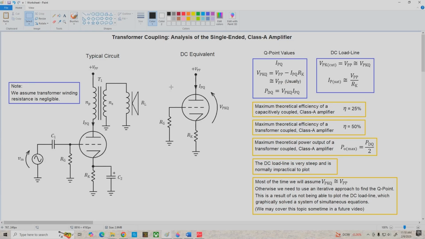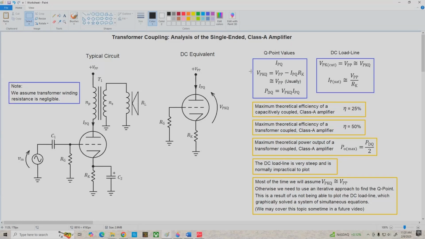Now to the right here we've got the DC equivalent of our circuit, and notice that there's no resistance in the plate side of the circuit. That's because we're going to assume that the DC resistance of the primary winding is negligible. That's almost always a valid assumption, and this circuit is relatively easy to analyze. We would just use the normal techniques that we developed in previous videos.